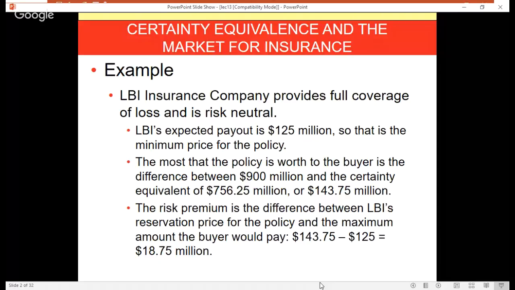That's basically the difference between LBI's reservation price for the policy and the maximum amount the buyer is willing to pay. So LBI can charge somewhere in between those two figures, and basically up to 143.75 million for the insurance of the bond. Questions? Am I going too fast? This is going a lot faster than I anticipated.